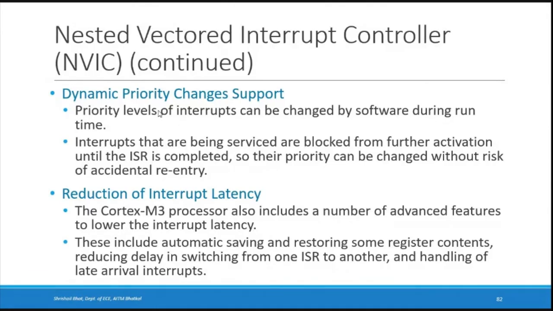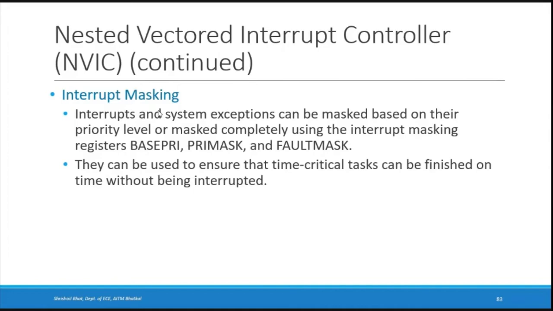Then reduction of interrupt latency. Interrupt latency means the time required to serve an interrupt. Within a short time the interrupts can be served, that's why we say there is very low interrupt latency. The Cortex-M3 processor also includes a number of advanced features to lower the interrupt latency, like automatic saving and restoring of some register contents, reducing delay in switching from one ISR to another, and handling of late arrival interrupts. So all these features are there. That's why it offers reduction of interrupt latency.